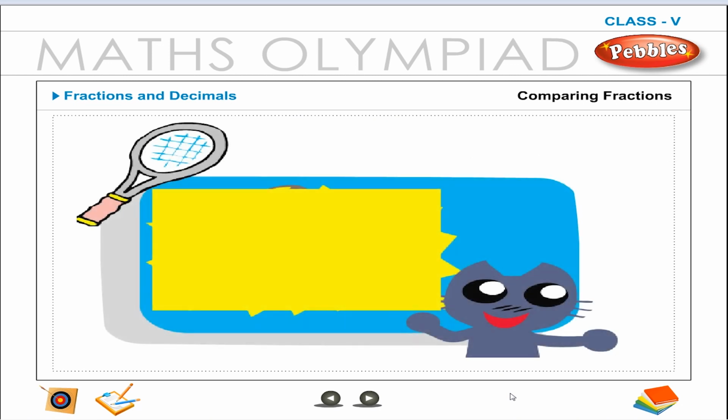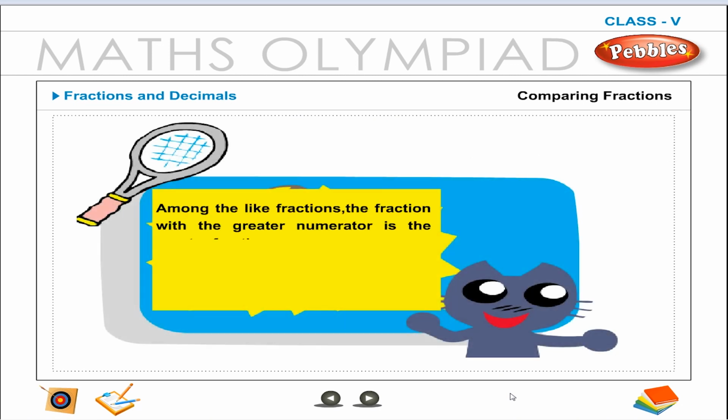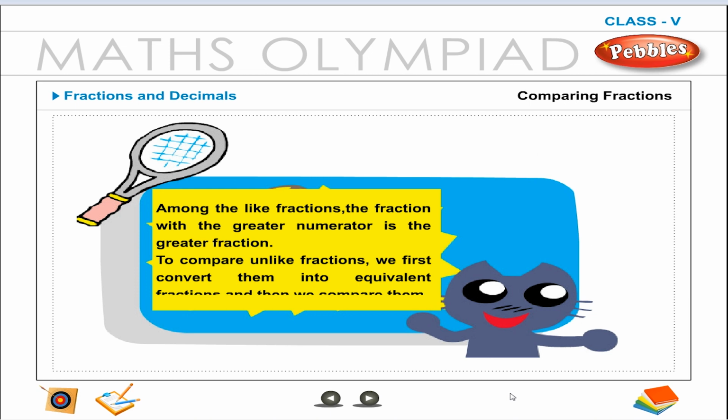Comparing fractions. Among the like fractions, the fraction with the greater numerator is the greater fraction. To compare unlike fractions, we first convert them into equivalent fractions and then we compare them.